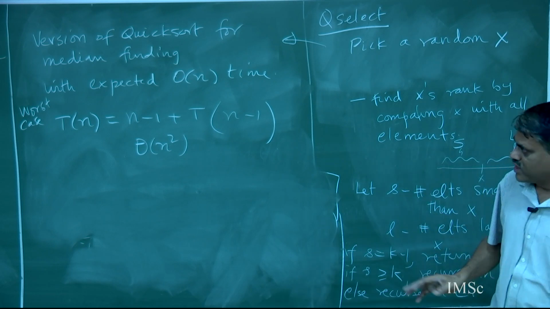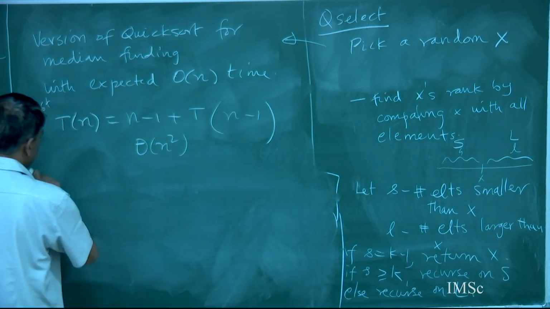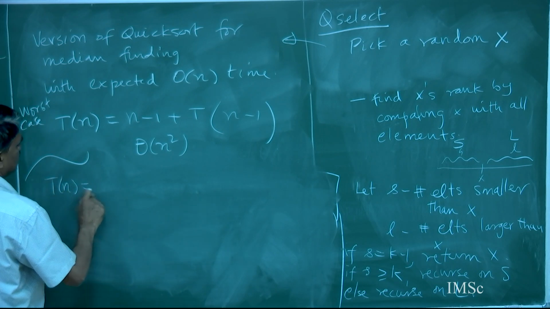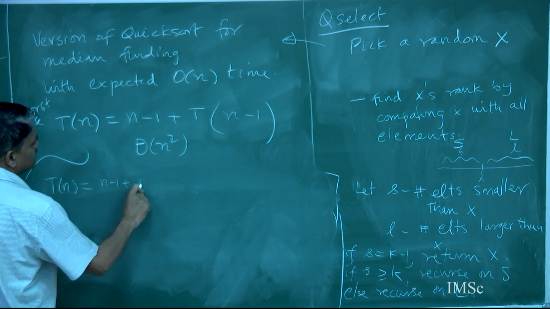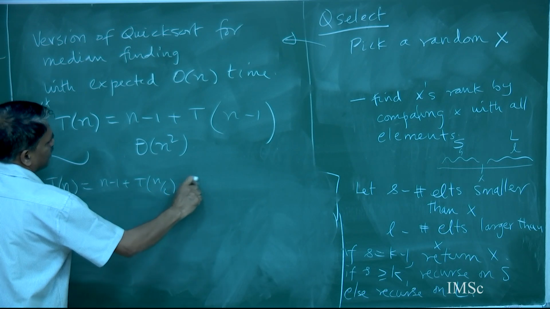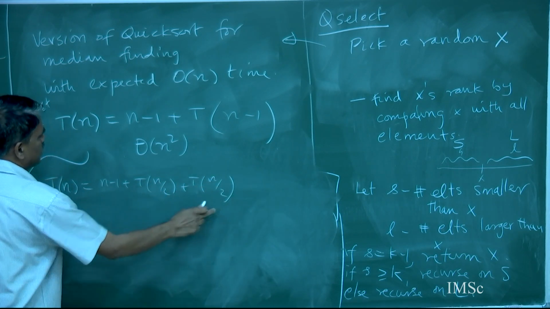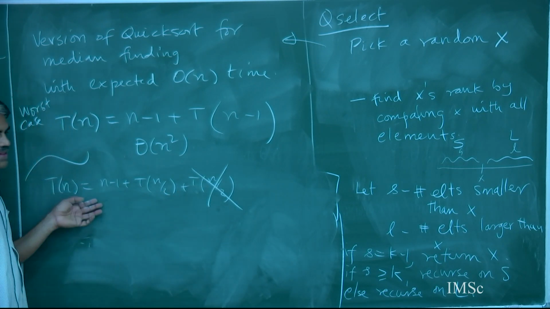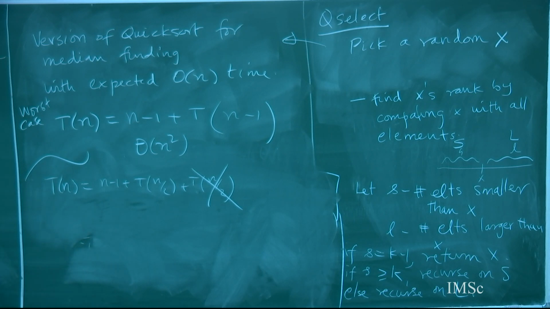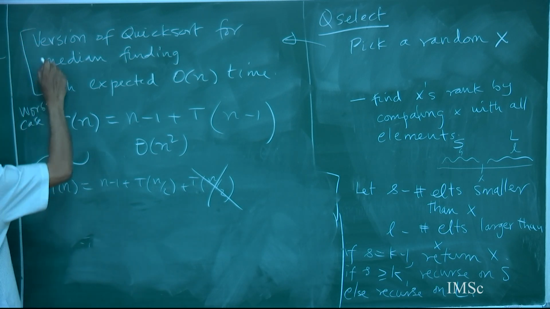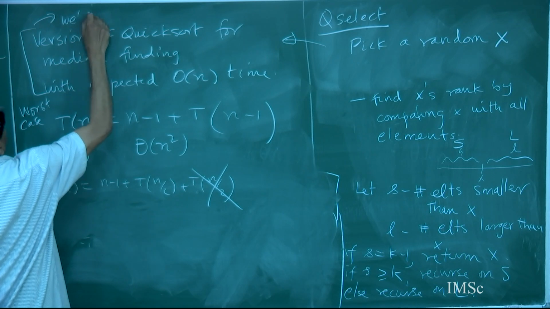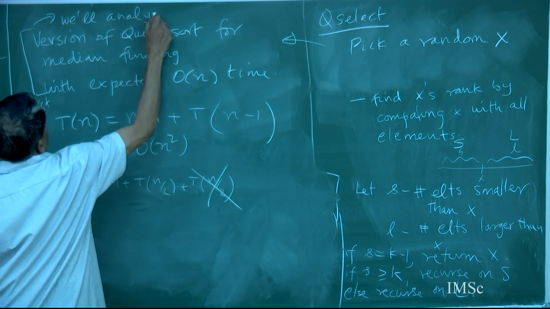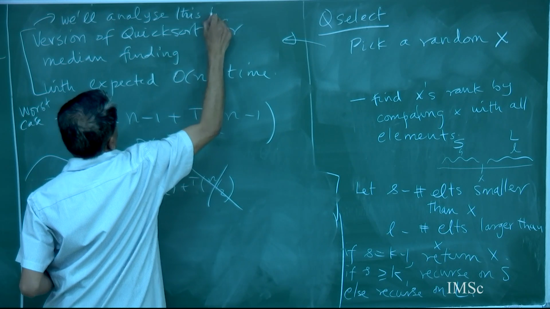Intuitively, if you think of quicksort as n minus 1 plus T of n by 2 plus T of n by 2, that's like 2T of n by 2 plus n minus 1, whereas quickselect will be like this, and this is something like this, so it's order n. You're only recursing on one side. But this is not a rigorous analysis. We'll probably analyze this later, or you can think about it.